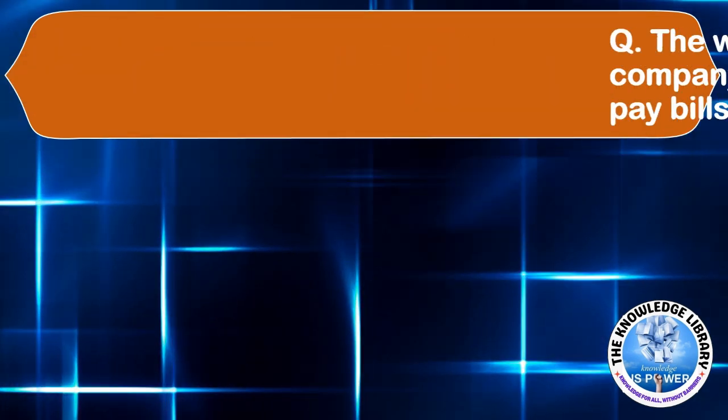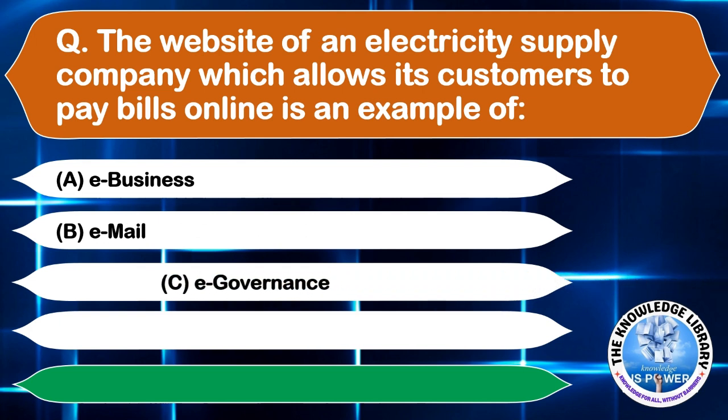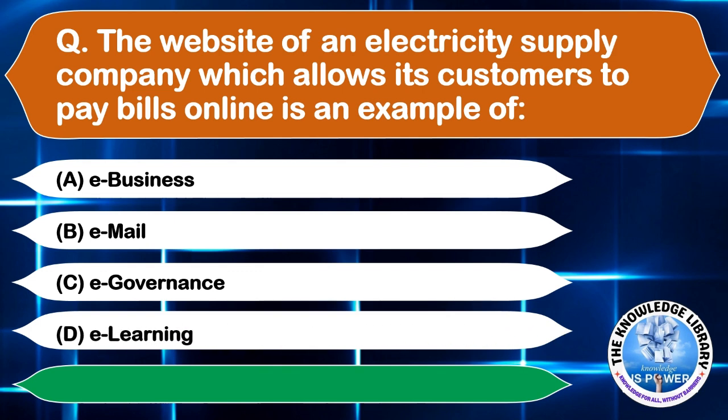The next question is, the website of an electricity supply company which allows its customers to pay bills online is an example of option A, e-business. Option B, email. Option C, e-governance. Option D, e-learning. The correct answer is option A, e-business.